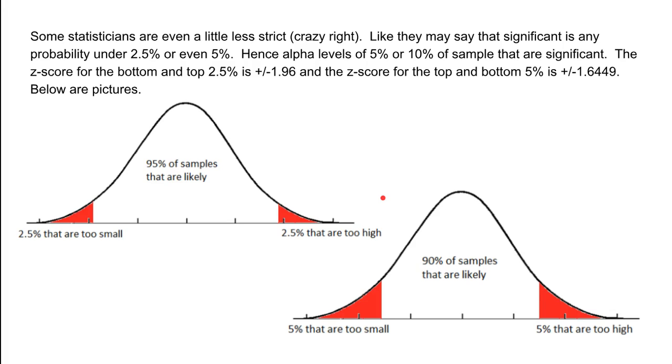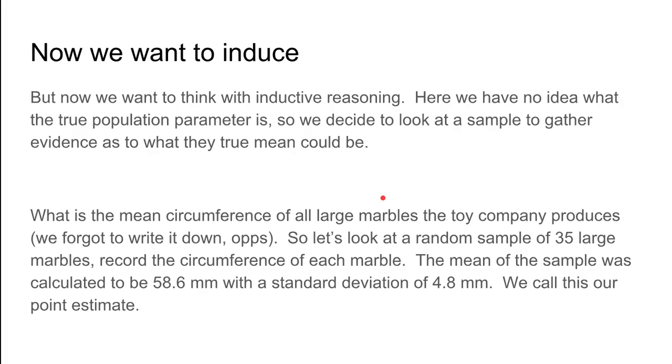But again, now as we transition to means, this is all the idea of what samples are going to look like, right? Well, now we want to induce. Now we want to move to inductive reasoning, and this is going backwards. Here, we have no idea what the true population parameter is. So we decide to look at a sample to gather evidence as to what the true mean could be. So instead of knowing the truth and building the model around the truth, now we don't know what the truth is. We kind of want to find it. And the only way to maybe even begin to estimate what it is is to find a sample.